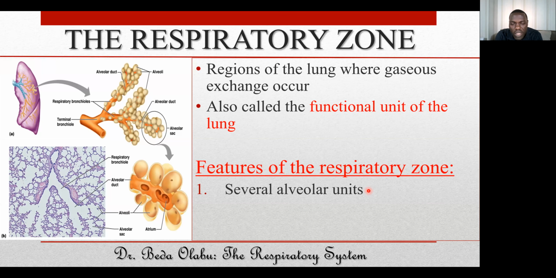Wherever there are alveolar units, there'll be capacity for gas exchange. And so those are various components of the respiratory zone. The other key feature of the respiratory zone is the tissue interface between blood and air. That tissue interface is very thin, and it makes sense because you want a thin barrier for gas exchange.